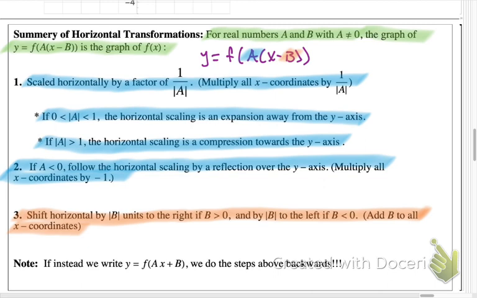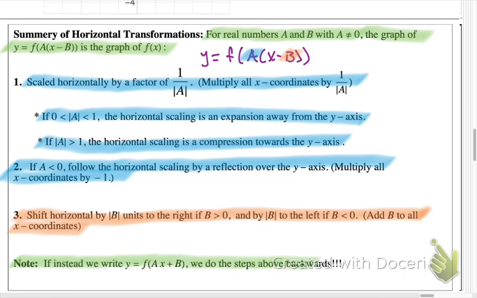Step 3 says shift horizontally by the absolute value of b units to the right when b is positive. That would be the case where I had an x minus 2. b would be 2 and we shift to the right. And you shift by the absolute value of b units to the left when b is less than 0. What you're doing graphically is, after you've done steps 1 and 2, you're going to add b to all x coordinates.